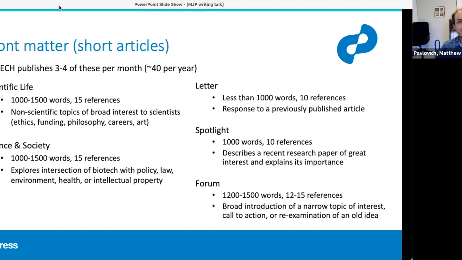We also publish a variety of shorter articles in a bunch of different topics. I won't go through these one by one because they're specific to the journal that I'm involved with, but you can see that we have opportunities to talk about sort of science-adjacent things, ethics, funding, philosophy, intellectual property, law, but also for people to respond to reviews that were written previously or to highlight new research developments they think are especially important.